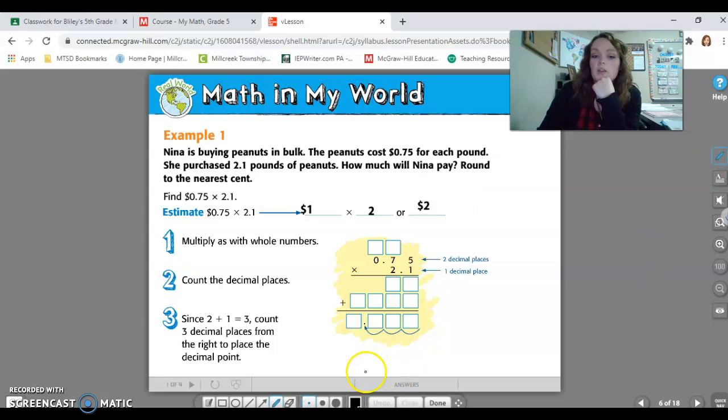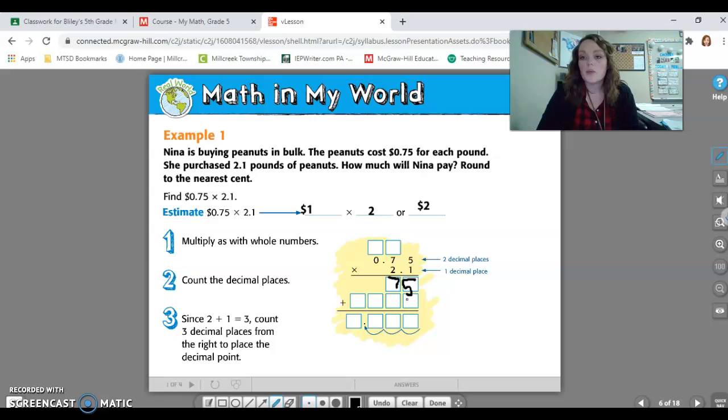So this is a review from last year. You're very aware of how to multiply multiple digit numbers together. We're going to do it together, and then we're going to add in our decimals at the end. So first we're going to do 1 times 5 is 5. 1 times 7 is 7. 1 times 0 is 0. You can put a 0 or you don't have to put anything.